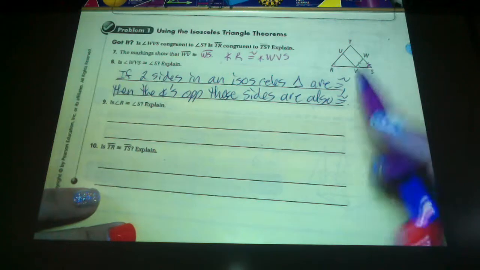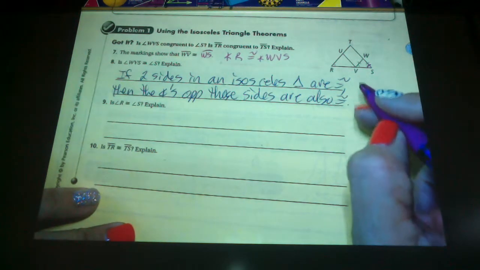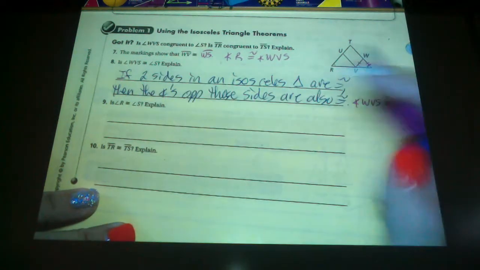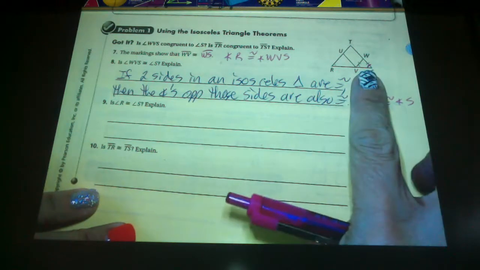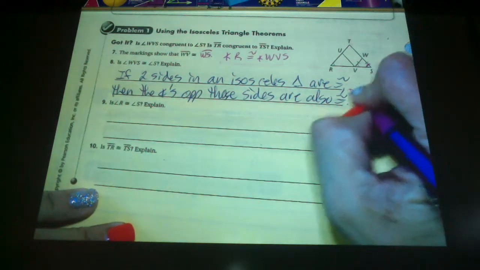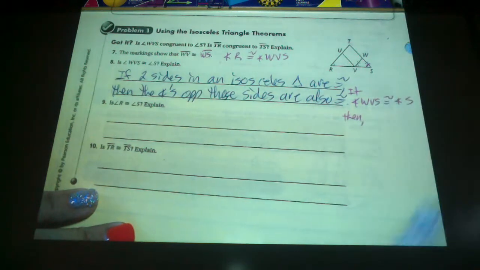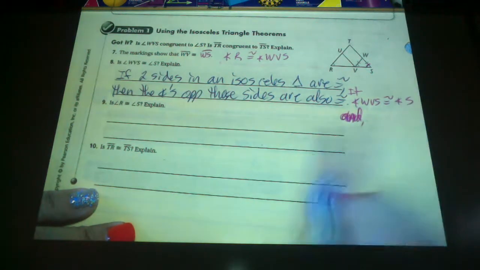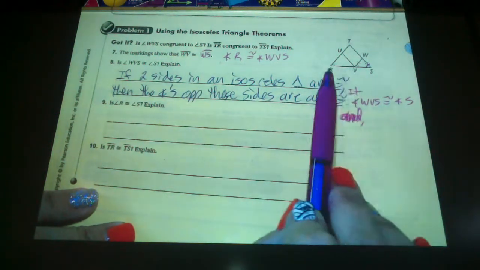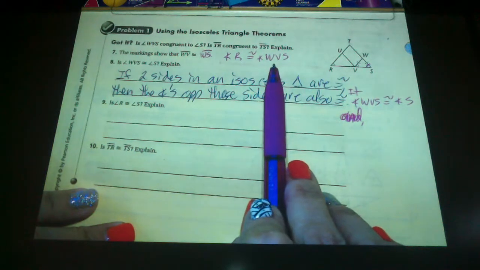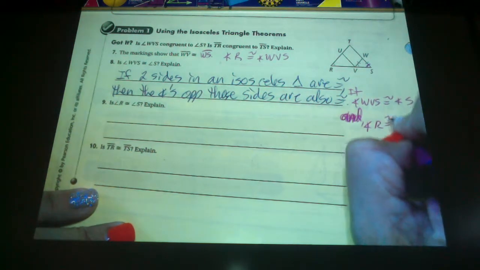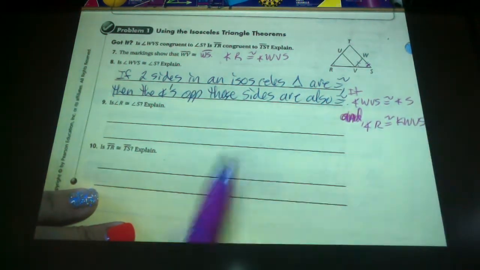So let's just do this out on the side. If angle WBS is congruent to angle S, which we just proved right here, so if this is true, then, and we also know from the picture that angle R is congruent to angle WBS just by the markings in the picture.